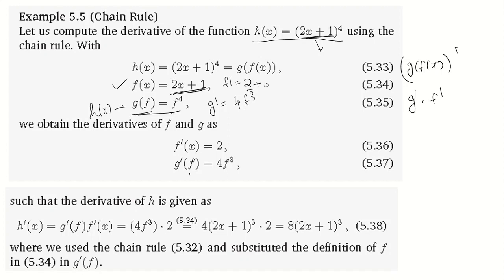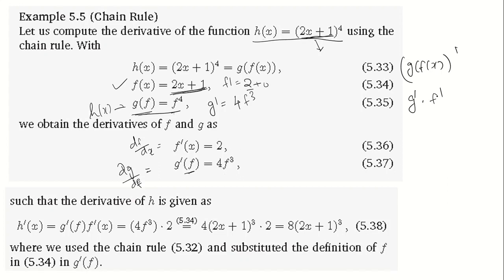So the thing is here, this g is in terms of f. The variable here is f. So we take it as dg divided by df. And this is df divided by dx. Here the variable is x.